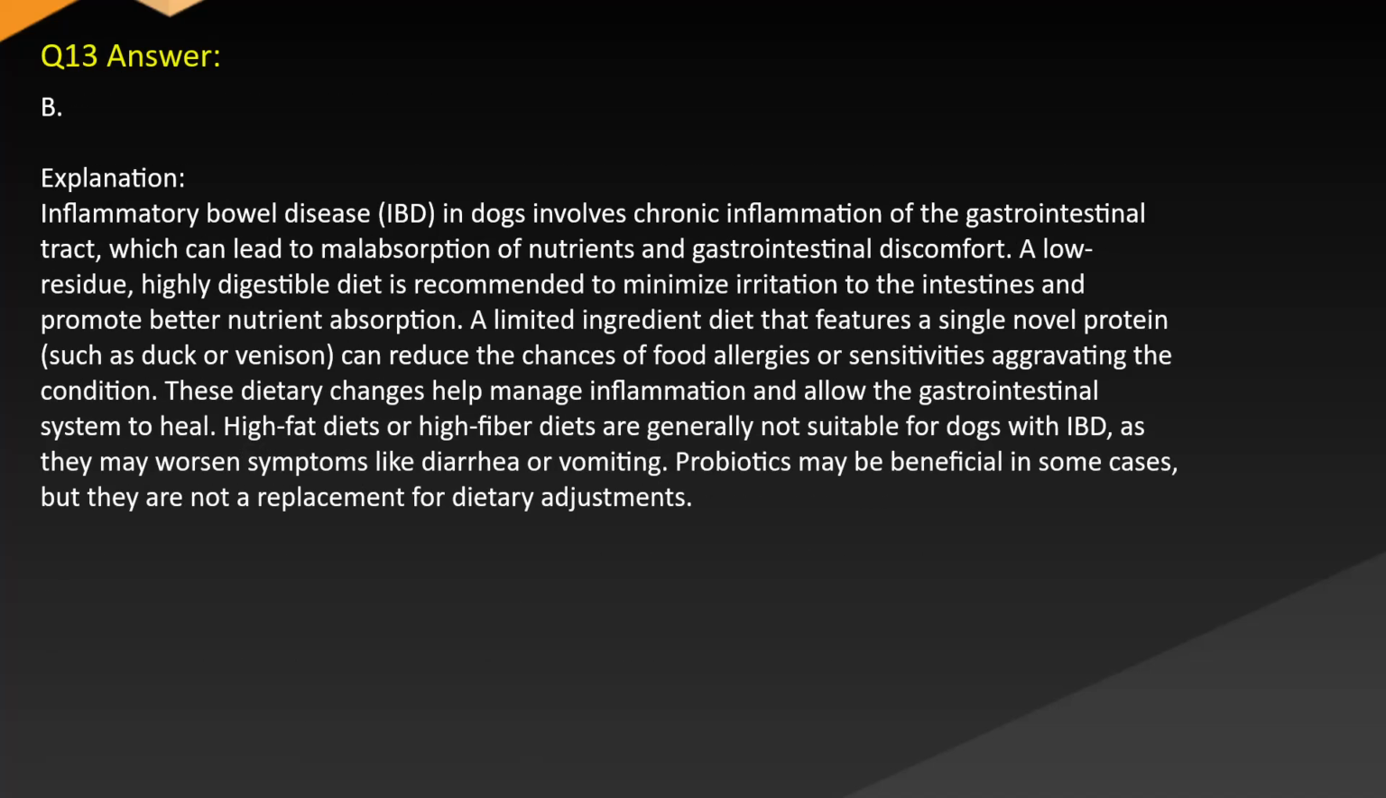Answer: B. Explanation: Inflammatory bowel disease in dogs involves chronic inflammation of the gastrointestinal tract, which can lead to malabsorption of nutrients and gastrointestinal discomfort. A low-residue, highly digestible diet is recommended to minimize irritation to the intestines and promote better nutrient absorption. A limited ingredient diet that features a single novel protein such as duck or venison can reduce the food allergies or sensitivities aggravating the condition. These dietary changes help manage inflammation and allow the gastrointestinal system to heal.